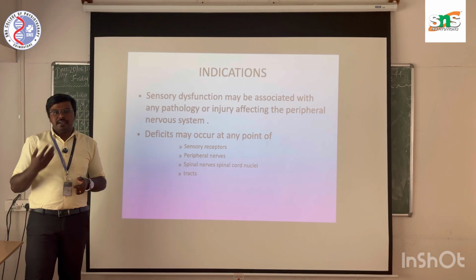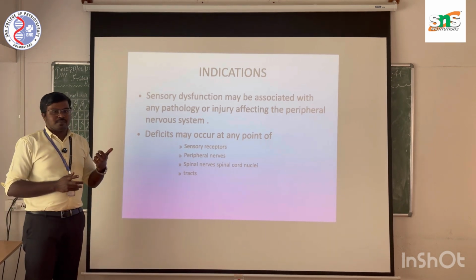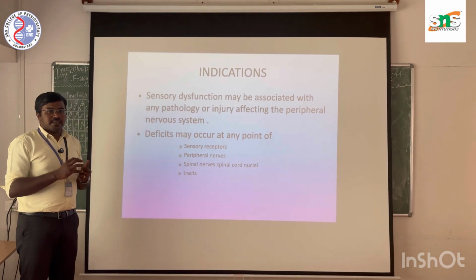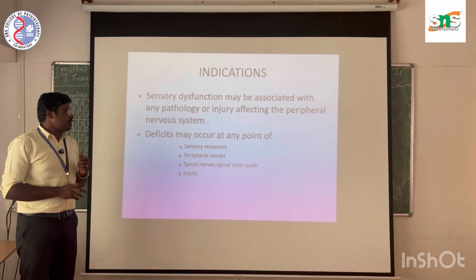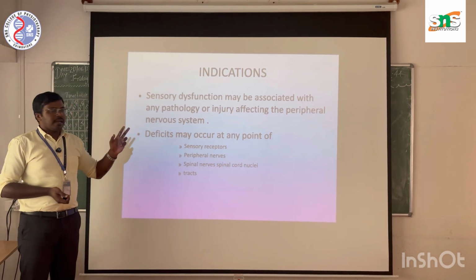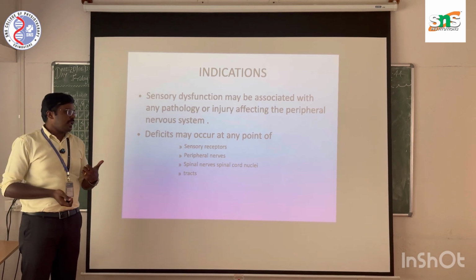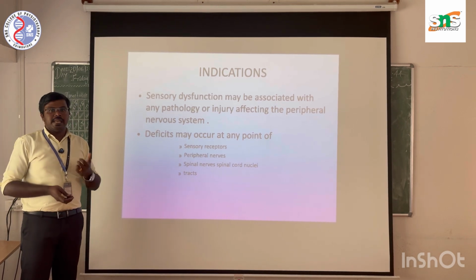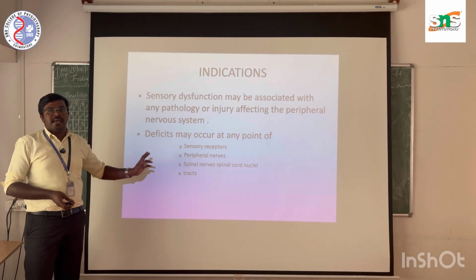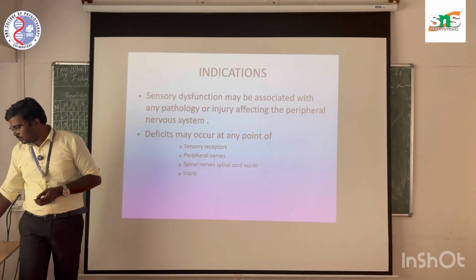Which conditions must we assess the sensation for? Any sensory dysfunction due to any pathology or injury that affects the peripheral nerves, and also any deficit occurring at any point of the sensory receptors, peripheral nerves, spinal cord nucleus or any tract. These receptors and tracts carry the sensory information, so only then can we assess the sensation.